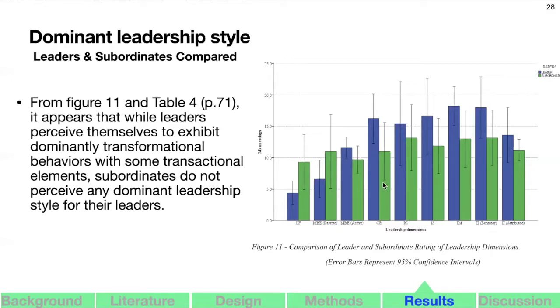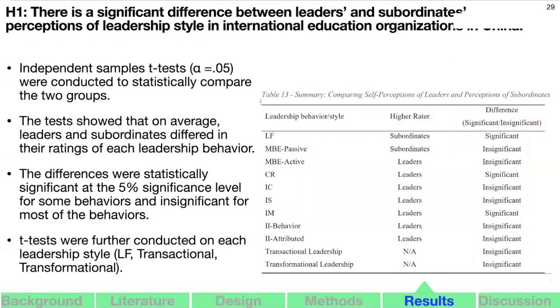This figure shows the comparison, and the table on page 71 of the dissertation document gives a more quantitative view of this with p-values indicated. Now, to test the first hypothesis, I had to find out the difference between leaders and subordinates, and if there was a significant difference in their rating of the leadership behaviors.